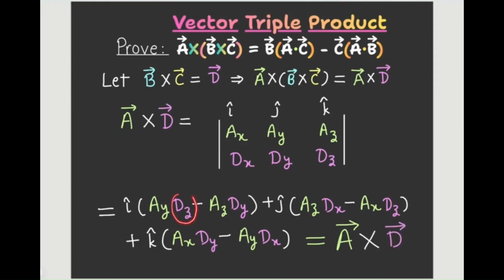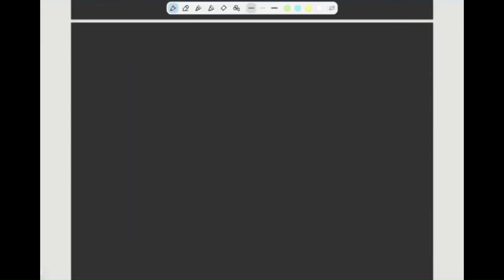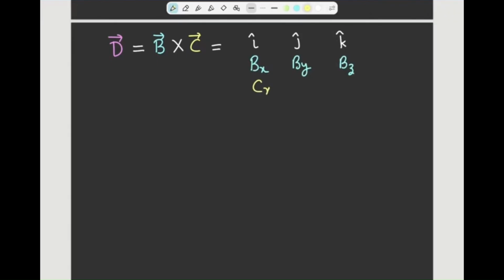So the next thing we're going to do is to write down the components dx, dy, and dz in terms of the components of the vectors B and C and put them in the equation we just got for the cross product A cross D. So let's go ahead and evaluate vector D equal to B cross C using the determinant method, the same determinant method that we used to evaluate the cross product A cross D. Let's see what we get.